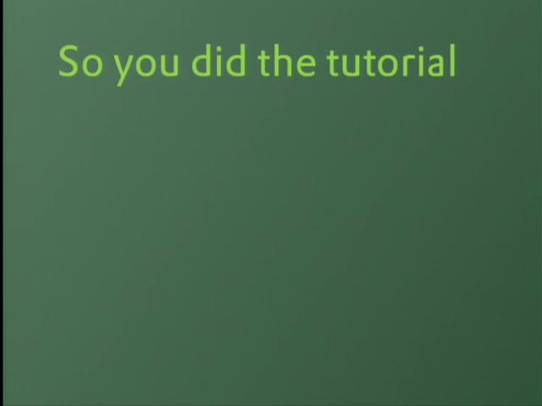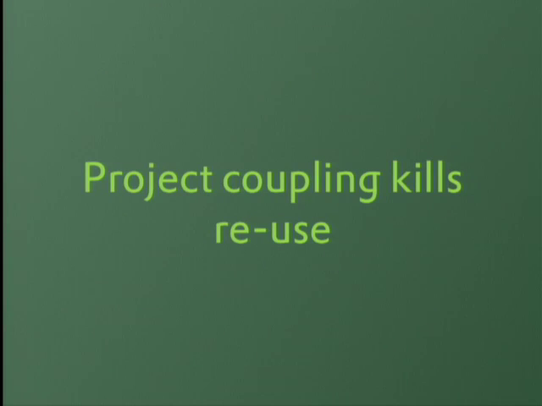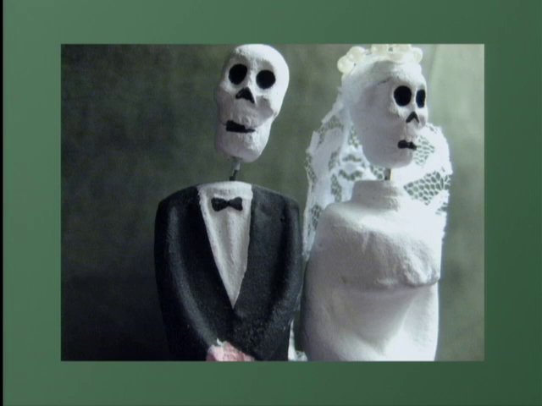You do the django-project.com tutorial, and you learn how to work with Django, and you end up with a lot of code that looks like this. You're going to see mysite.polls.models, mysite.polls.views, mysite.polls.urls. You have a project name hard-coded everywhere in your application. Project coupling like this kills reuse. You do not want this kind of coupling.